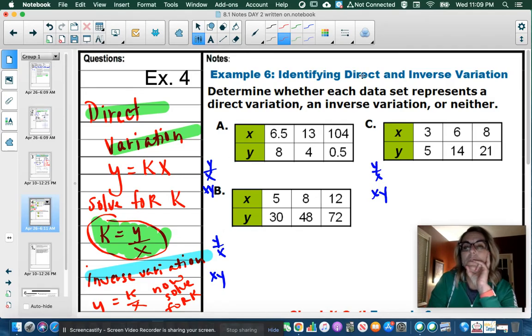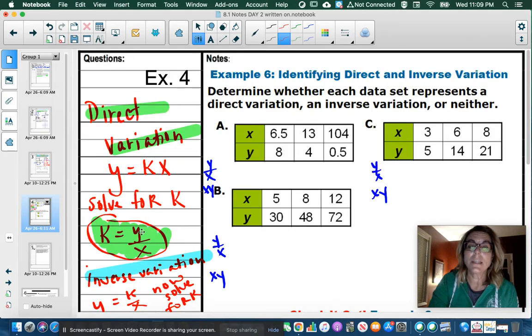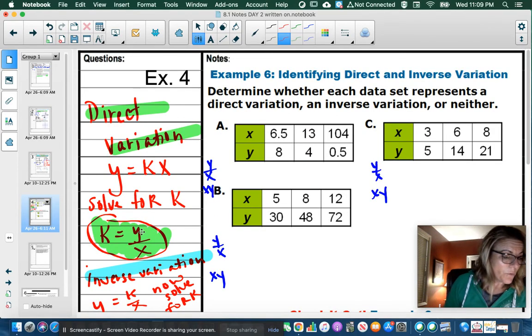Determine whether each data set represents a direct variation, an inverse variation, or neither. So what I need to do: if it's a direct variation, the ratio of y divided by x is constant. If it's inverse, the product of x times y is constant. So let's first look at the ratio.